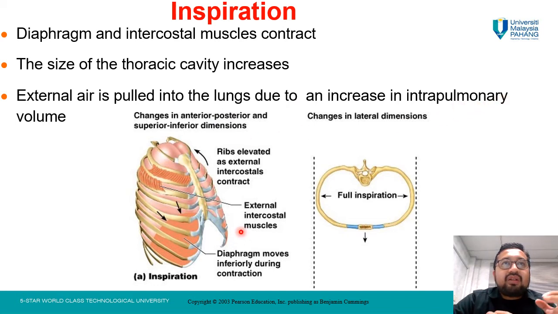They create some pressure where the gases from outside can enter the lung, and then gas exchange can occur. So basically it will increase the size of the thoracic cavity, and that's how the external air is pulled into the lungs due to an increase in intrapulmonary volume. Changes in lateral dimension, we call it a full inspiration, due to these two components.